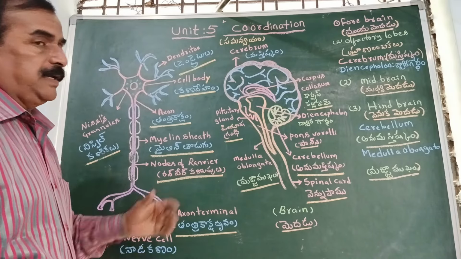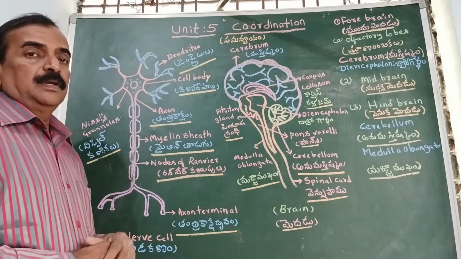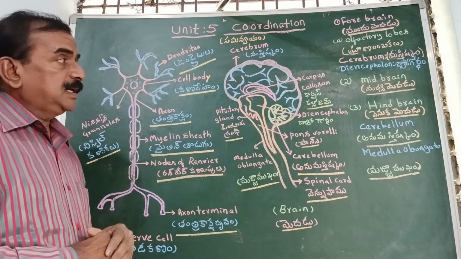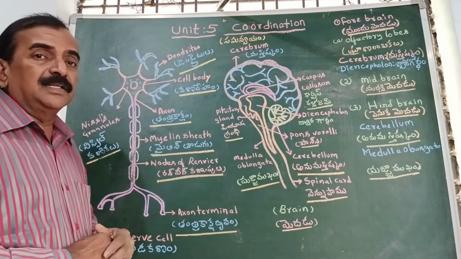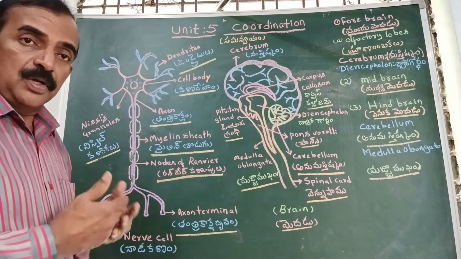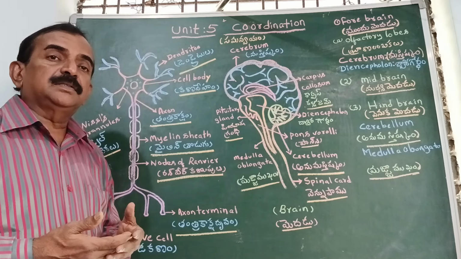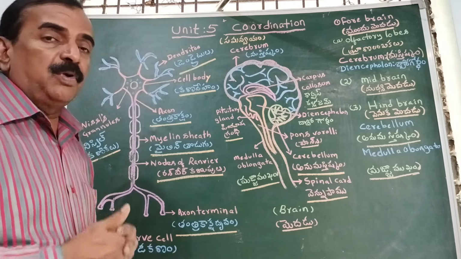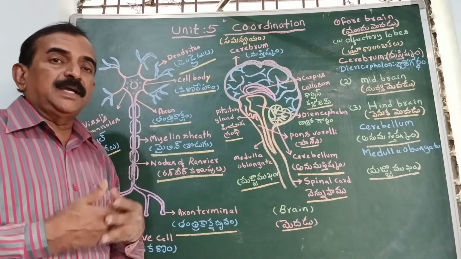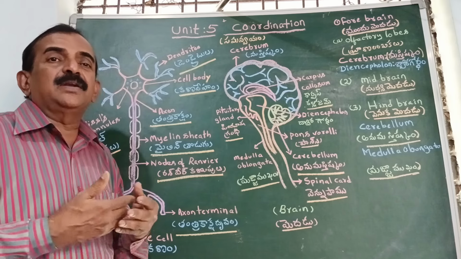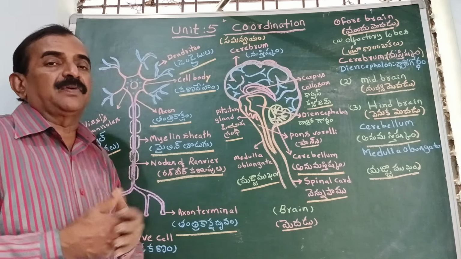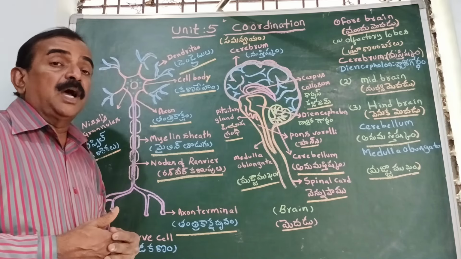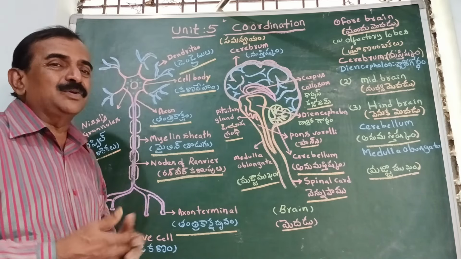Hello, today we look at the structure of the nerve cell and also the brain and its functions. All functions of the body are controlled by the nervous system. This nervous system controls and coordinates whatever activities we are performing. In our nervous system, there are more than 100 billion nerve cells, or neurons.